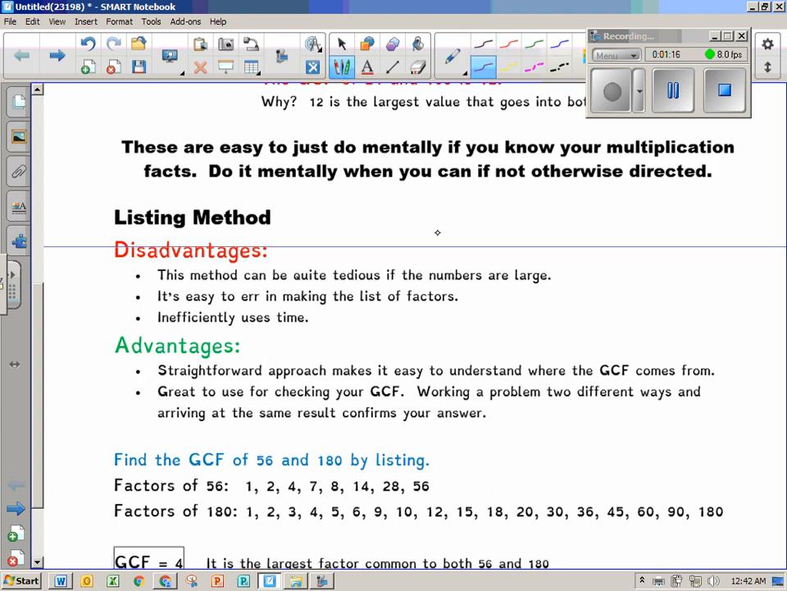biggest that's common. The disadvantage is it's kind of tedious, especially when the numbers are big. It's easy to make a mistake, and it's just not a good use of your time. Advantages are it's very straightforward. It's easy for students to understand why that's the greatest common factor. It is really good to use as an alternate method to check your answer. When you work a problem two different ways and you get the same result with both methods, then you're confirming your answer.